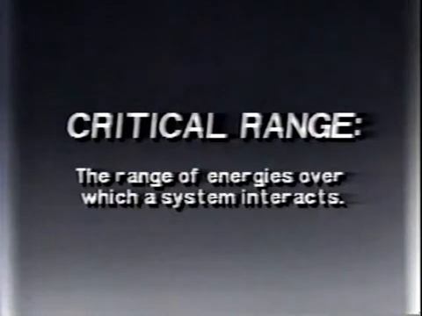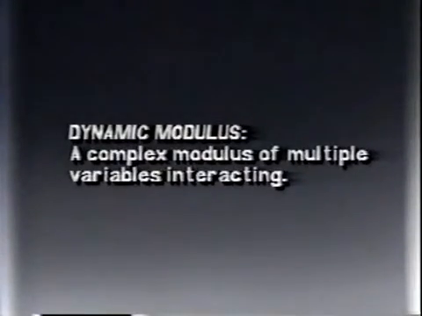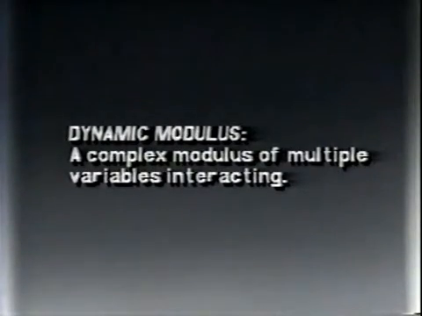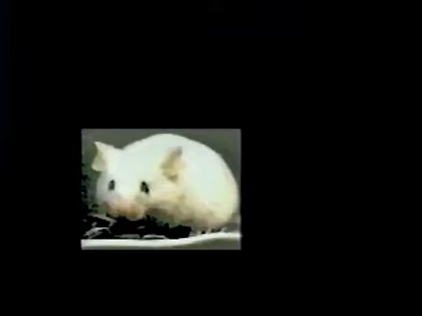So there is a critical range of tensions over which any system can operate. And the range of energies that it operates over are a function of the physical components of that system. A dynamic modulus is a complex modulus of multiple variables interacting. In a biological system, you can't enumerate each and every variable, but you can certainly collectively describe them with the concept of dynamic modulus. Two researchers, McMahon and Kleiber, took this concept a little further.